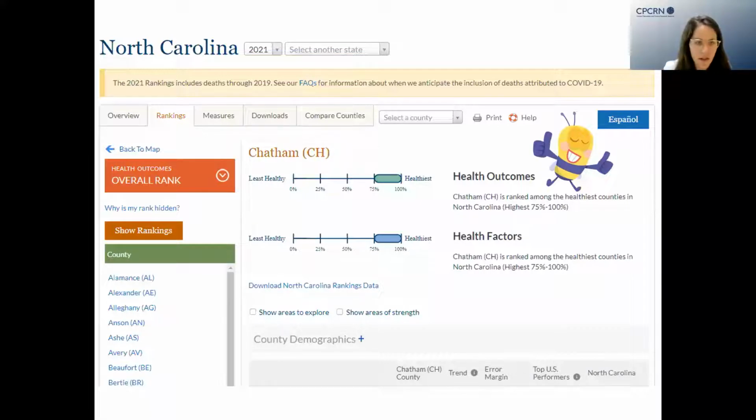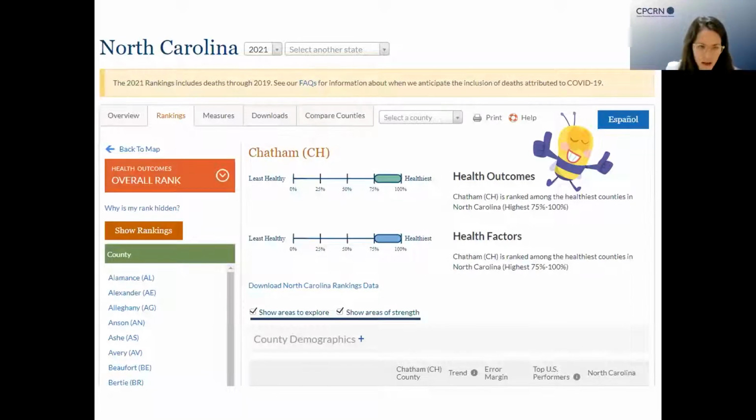Another fun thing about this tool is that you can look at all kinds of different indicators and possible factors down at the bottom as you scroll through the tool. And it'll show you sort of where they rank with other states and with the US when compared to the US. And it'll also show you if there's been any trends upwards or downwards in the factors. And another nice thing that you can do is you can select show areas to explore and show areas of strength, so that it'll highlight those for you and you can quickly see some important factors.